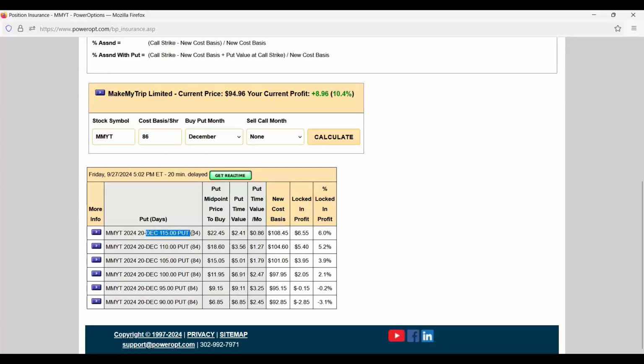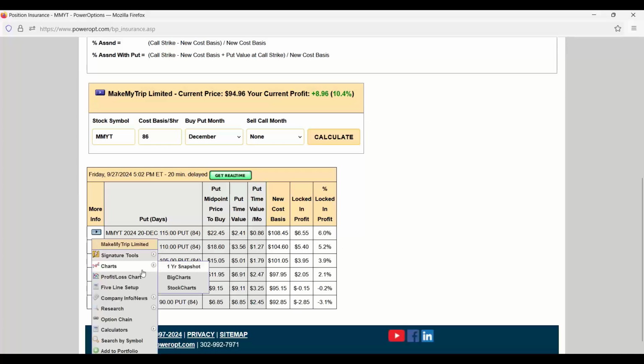So buying the December 115 put is going to cost me $22.45. But I have a cost basis of 86. So that puts me only at a total cost of stock plus put at 108.45. But I have the 115 put. This gives me the right to force someone to buy my shares of stock at 115 at December expiration, or I can sell to close it at any time for intrinsic value. But my cost basis is only 108. That means I have a guaranteed profit of 655 or 6% for the next 84 days. I am in a bulletproof position.